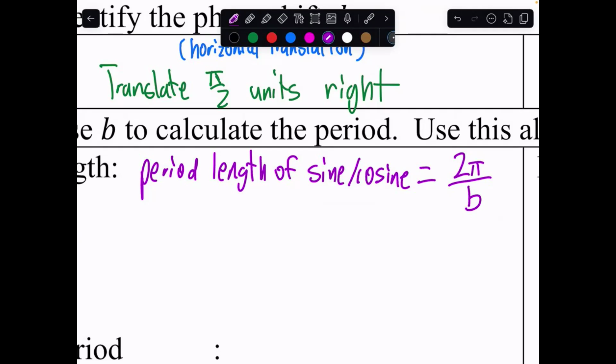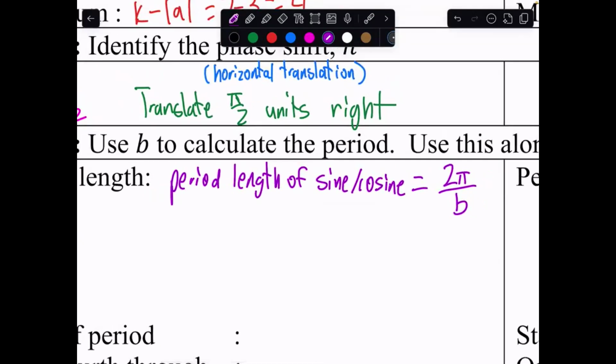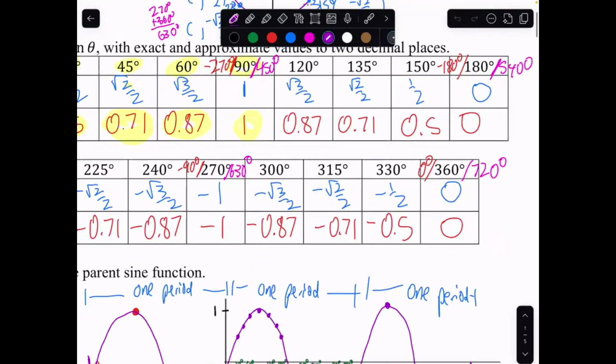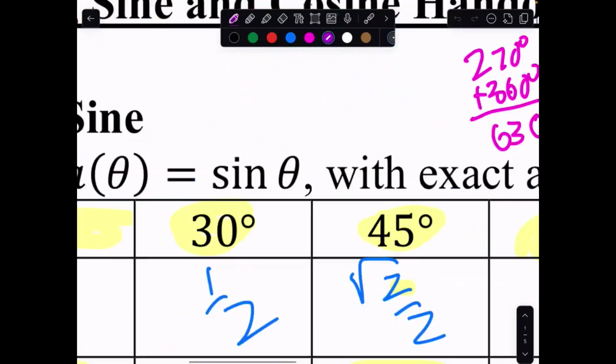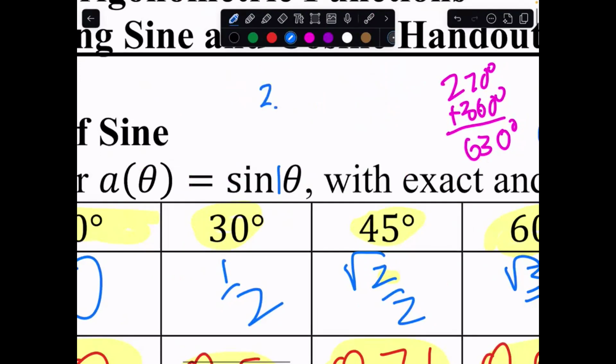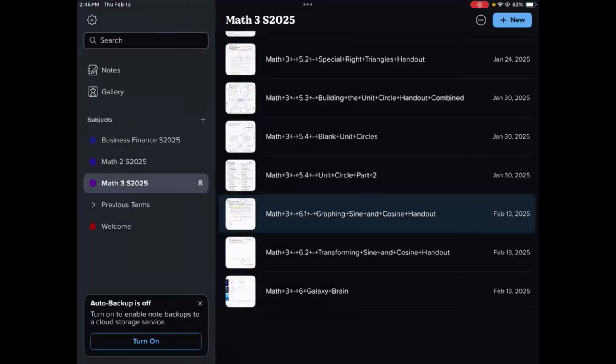All right, so for the basic sine function I showed you earlier, the b value, when it was just sine of theta, it's an invisible 1 theta, right? 1 times anything stays the same. So 2 pi over 1 is 2 pi. Okay, but for this problem, it's not.